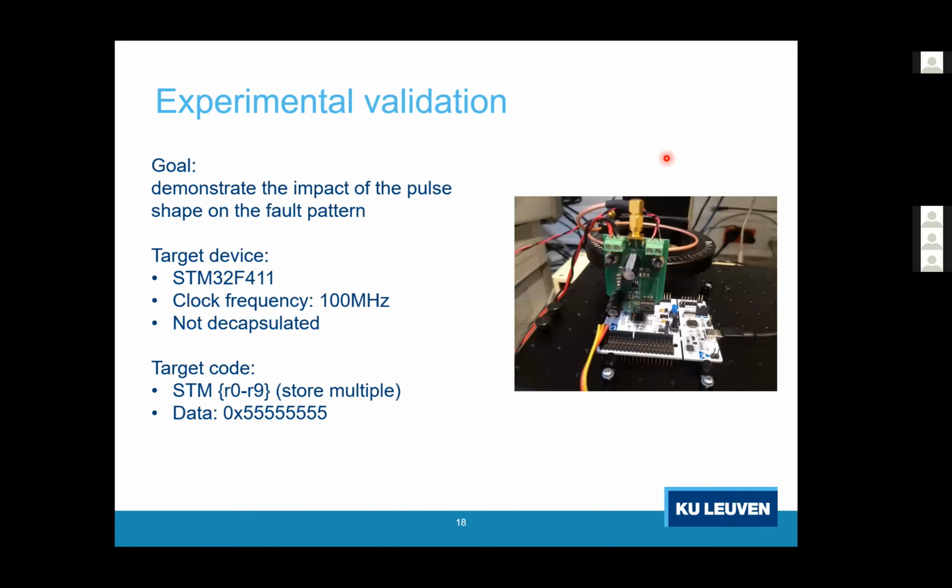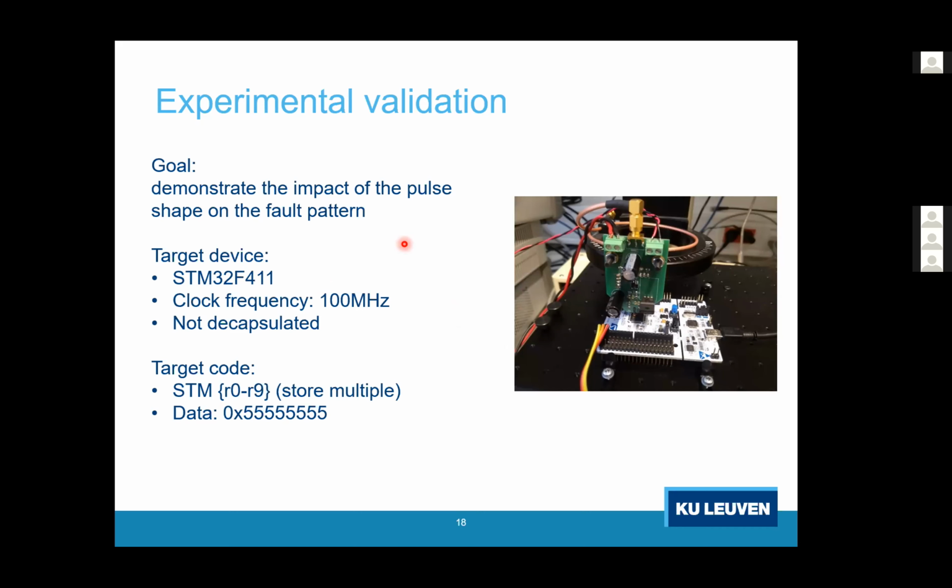The device that we're targeting was an STM32F4, so that's an ARM M4 microcontroller, which was running at 100 megahertz. And so we tweaked the components such that the pulse width of a single pulse was equal to a single clock period, give or take. The device that we're targeting was not decapsulated, and the target code that we ran on there was very similar to the one that we ran on the AVR microcontroller.